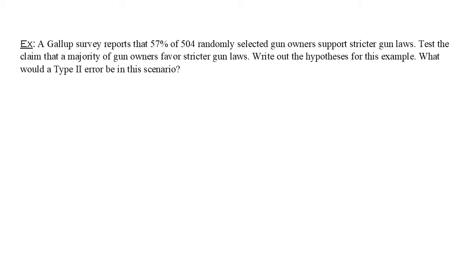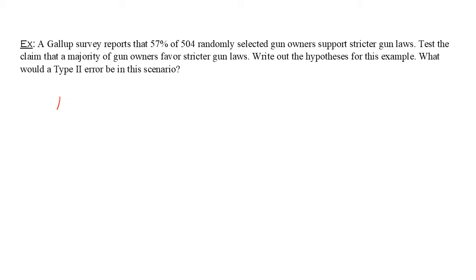In this example, a Gallup survey reports that 57% of 504 randomly selected gun owners support stricter gun laws. Test the claim that a majority of gun owners favor stricter gun laws. So what we'll do here is write out the hypotheses for this example and think about what a type 2 error would be in this scenario. We're not going to go all the way through the test, but just think about what a type 2 error would be in this case.